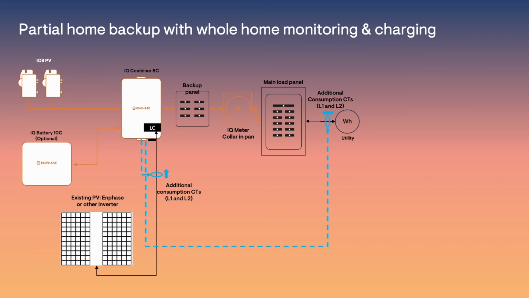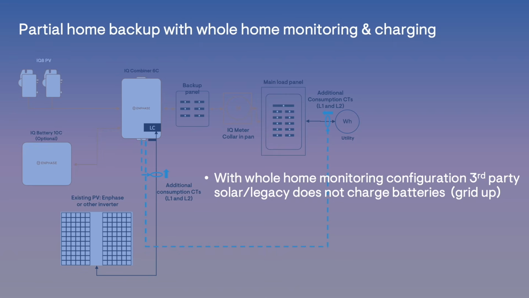Partial home scenarios, which include whole home monitoring via external consumption CTs, have several limitations. When the grid is up, the older existing third-party or legacy system does not charge the new batteries. The energy flows to the loads or back to the grid. Additionally, the solar production measurements are not shown.